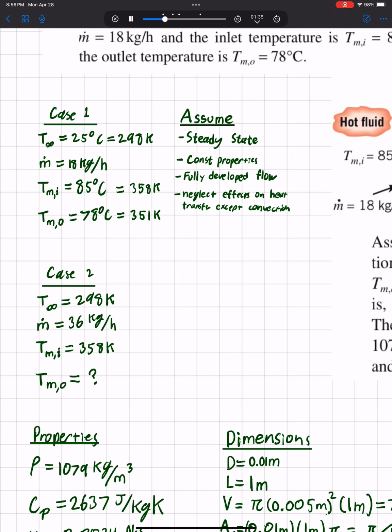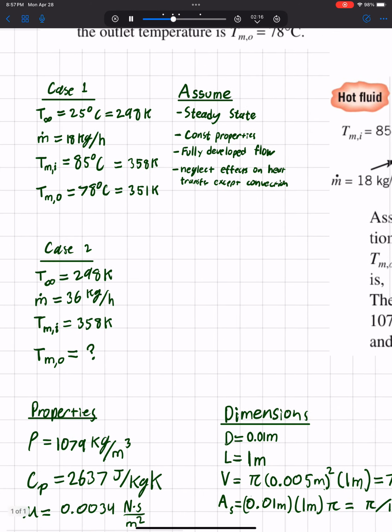So I've summarized case 1 here. We have T infinity equals 25 degrees Celsius, which is equal to 298 Kelvin. The mass flow rate is 18 kilograms per hour. T_m,i is equal to 358, and that is the inside of the tube, and then T_m,o is equal to 351, and that is the outlet. So that's the inlet and outlet temperatures. In case 2, we know that T infinity equals 298, same thing, but mass flow is now 36 kilograms per hour. But we are still assuming that T_m,i is equal to 358 Kelvin, and we are trying to find T_m,o.